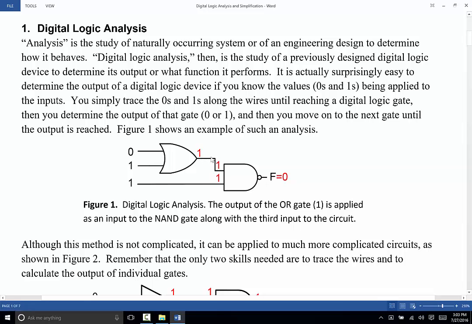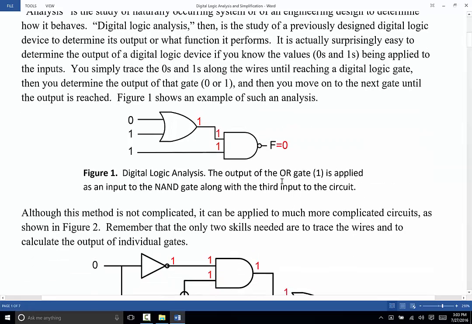Now that 1, of course, is going to follow this wire on over here to the input of the NAND gate. The 1 that was the third input is also going to come over here to the second input of the NAND gate. 1 NANDed with 1. Well, if it were ANDed with 1, it would be a 1, but it's inverted, so that becomes a 0. So you can see here that the output of this function would be a 0. Now that's a fairly straightforward example.